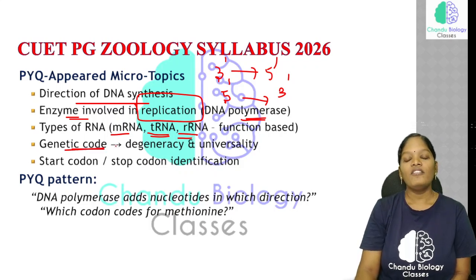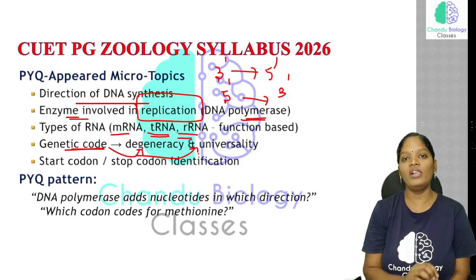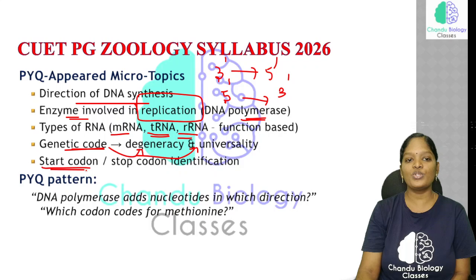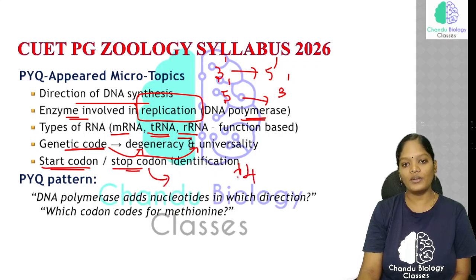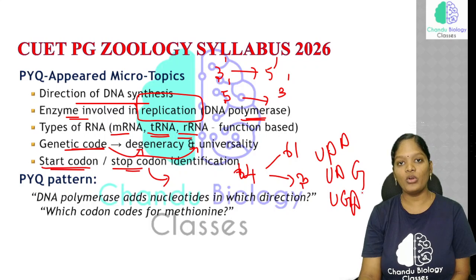Now the genetic code. Why do we call the genetic code degenerate, ambiguous, and universal? All these words are very, very important. You should have a note of that. And what are the start codon and stop codon? We have a total of 64 codons. Of these 64 codons, 61 are sense codons. The remaining 3 codons are nonsense codons, that is UAA, UAG and UGA. So these are all the stop codons.